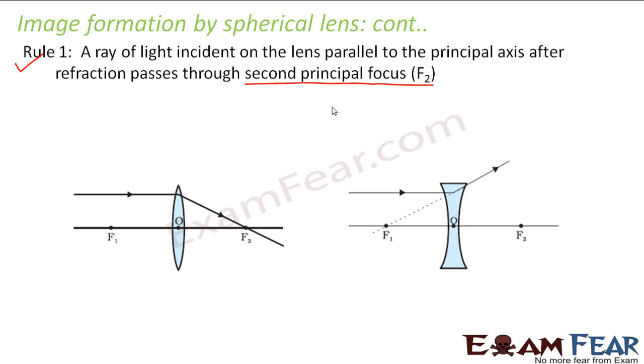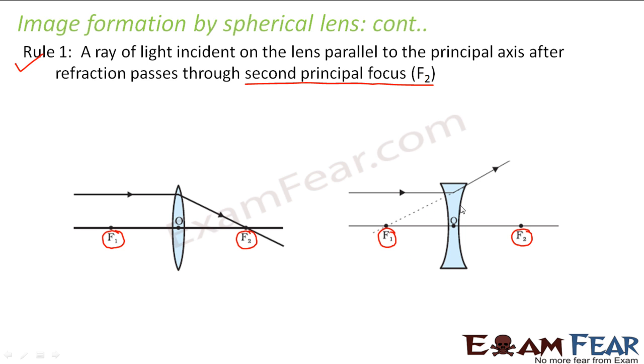So the first rule says, just to remember, the first principal focus is the one which is on the left hand side of the lens, whether it is a concave lens or a convex lens, and the second principal focus is the one which is on the right hand side of the lens, right? So a ray of light which is incident on the lens parallel to the principal axis, after refraction passes through the second principal focus. So this is how it passes in case of a convex lens. In case of a concave lens, it diverges. So if you try to extrapolate it, it appears to pass through the second principal focus.